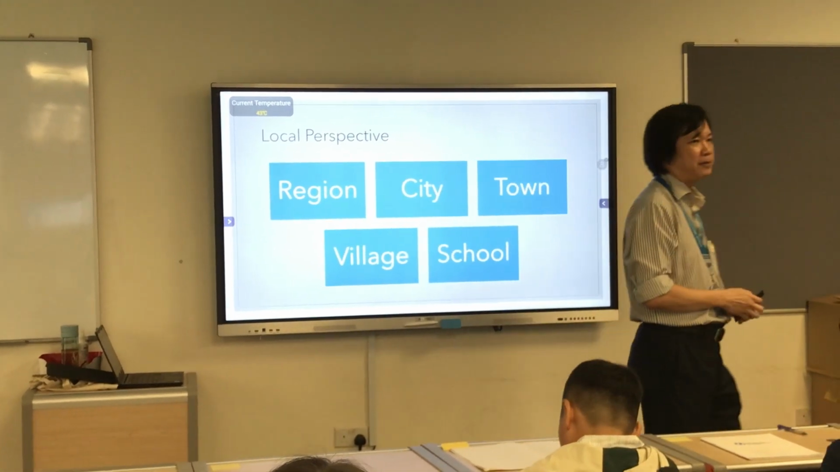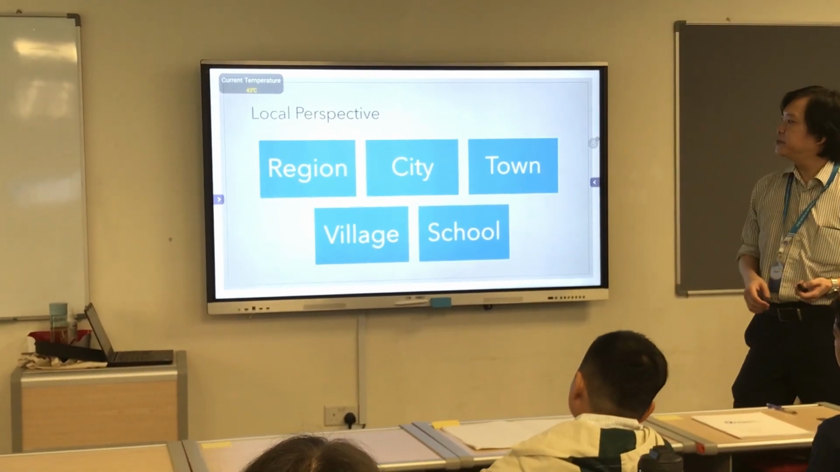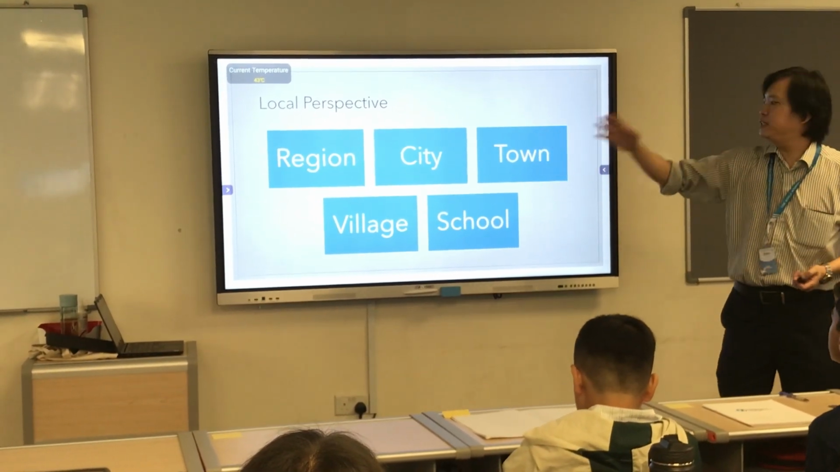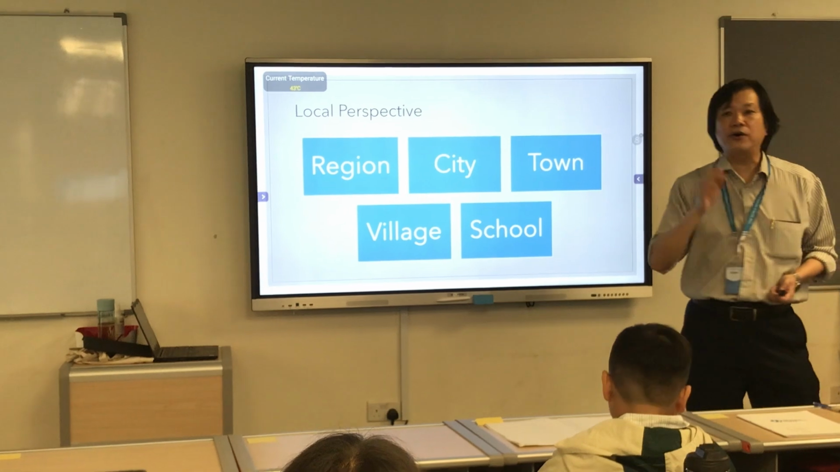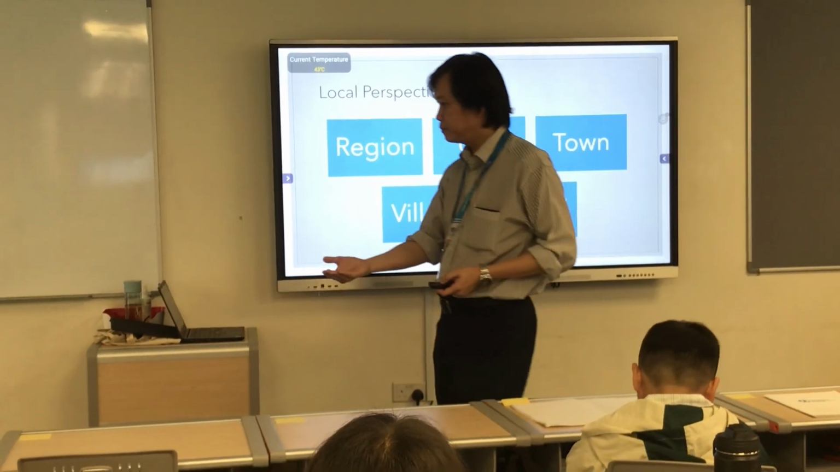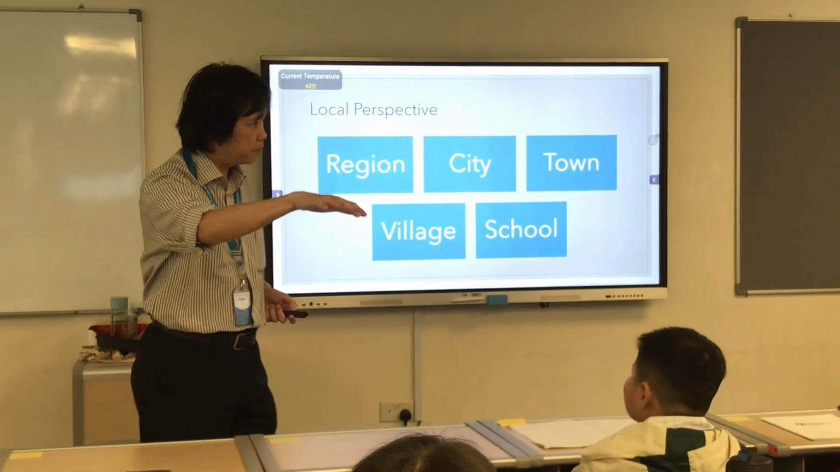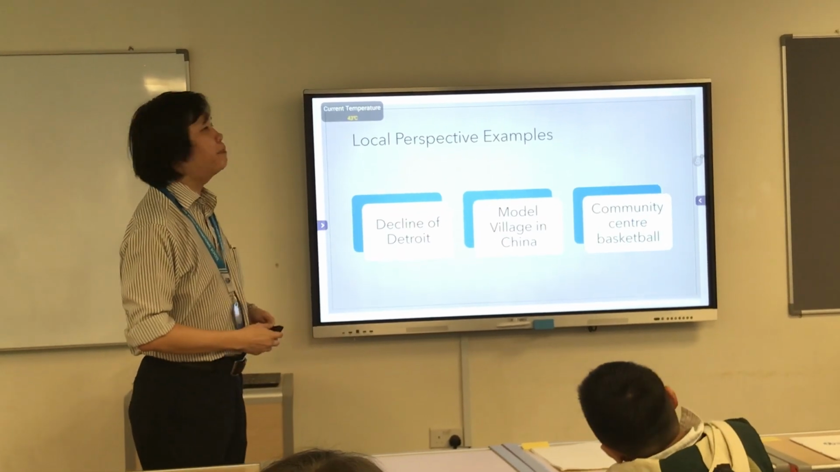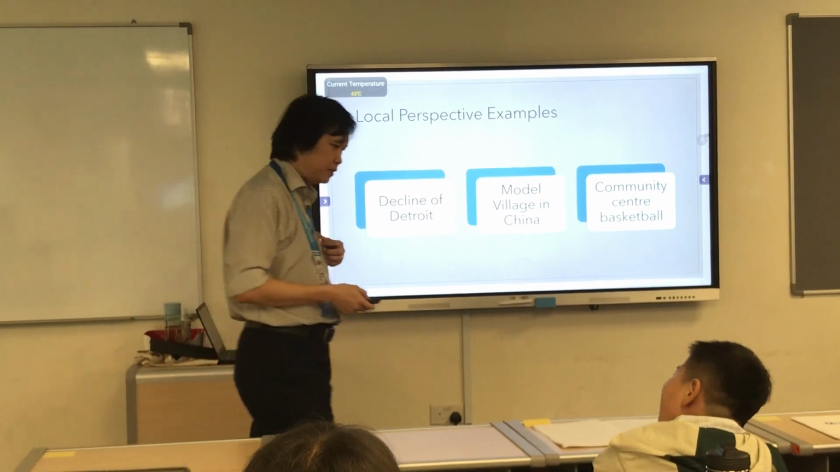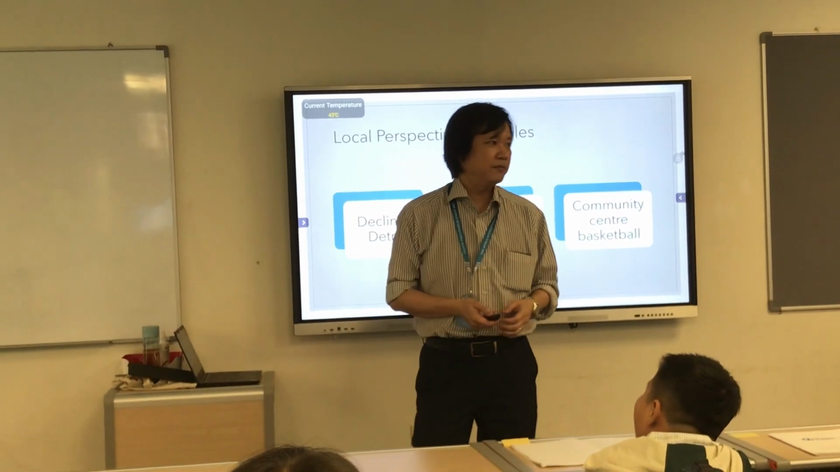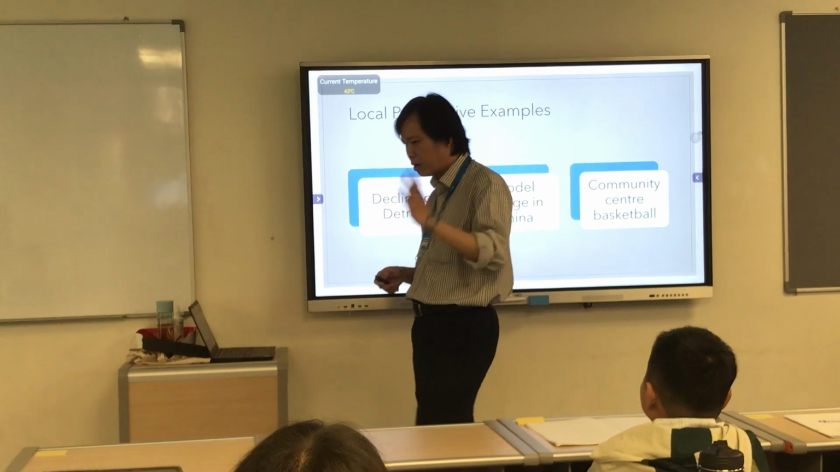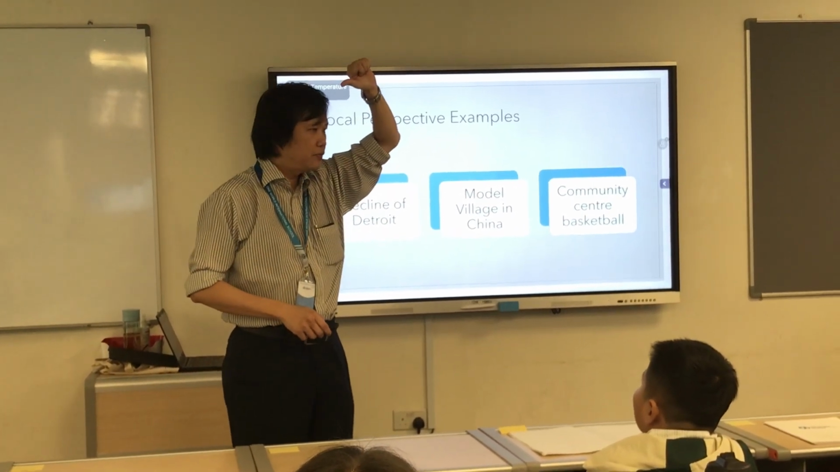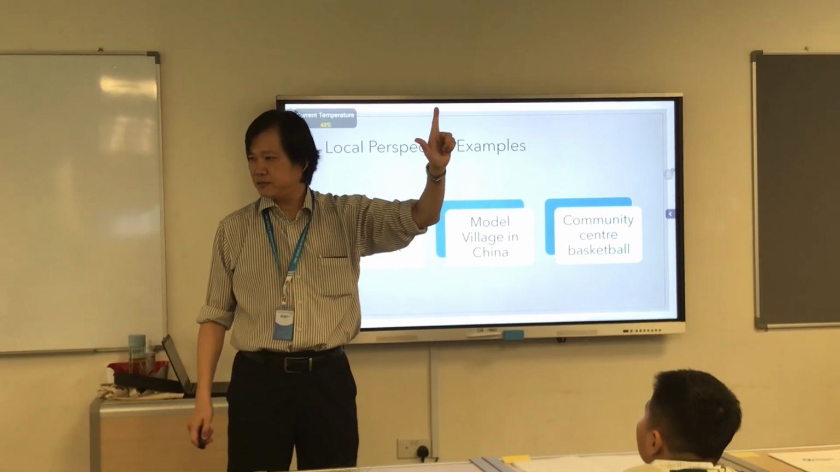Next, we look at local perspectives. Local perspectives means we are looking at things from a region. We are looking at what's happening in the city, in a town, in the village, or even your school. That would be local perspective. So, examples: the decline of Detroit. Detroit is a city in America. It was a very famous city because Detroit used to produce steel, S-T-E-E-L, and they used to produce cars.